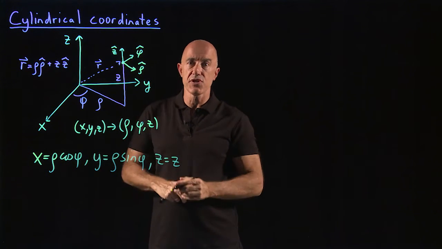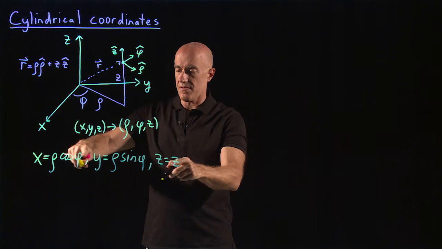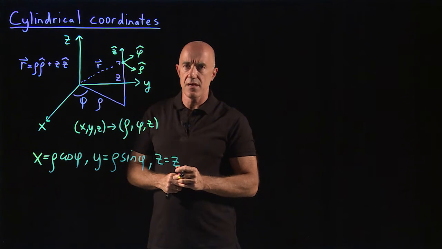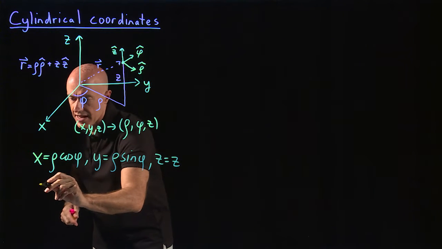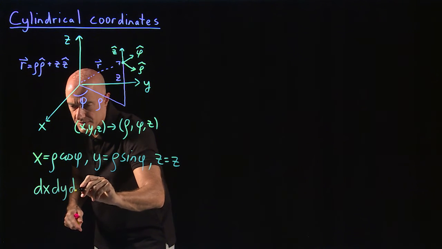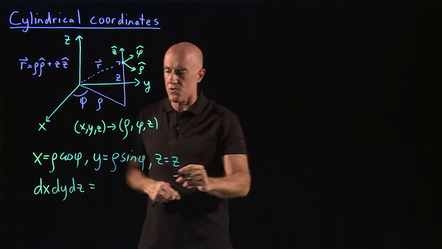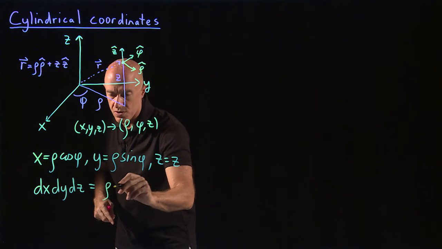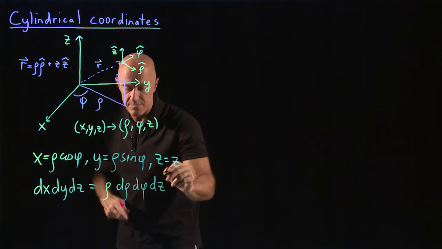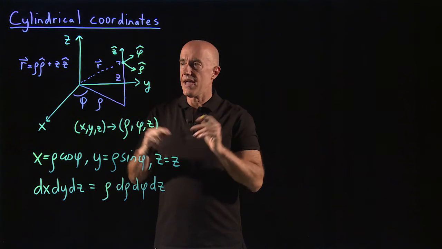You can compute the Jacobian here to get the change of variables formula for the dx dy dz volume element. And if you do that as part of your problems, you get dx dy dz. Well, it's actually, we did it already for polar coordinates. It would just be rho d rho d phi dz, because the z coordinate doesn't add anything to this. Okay.